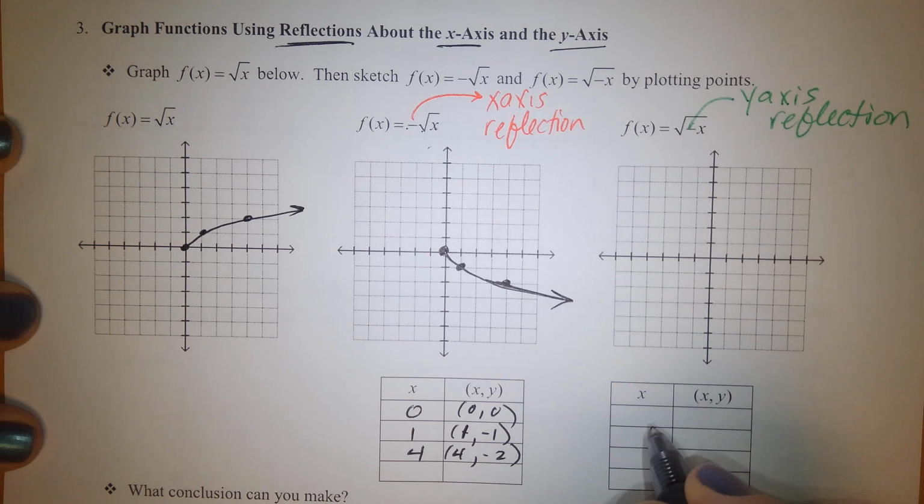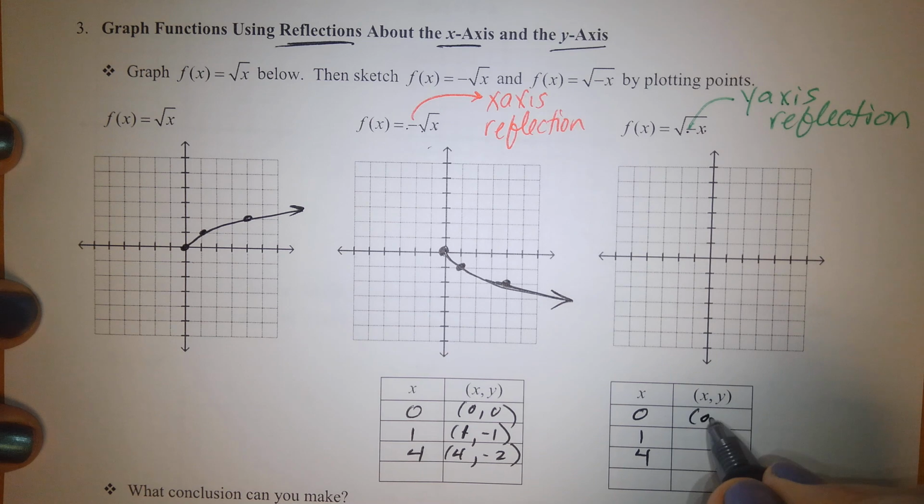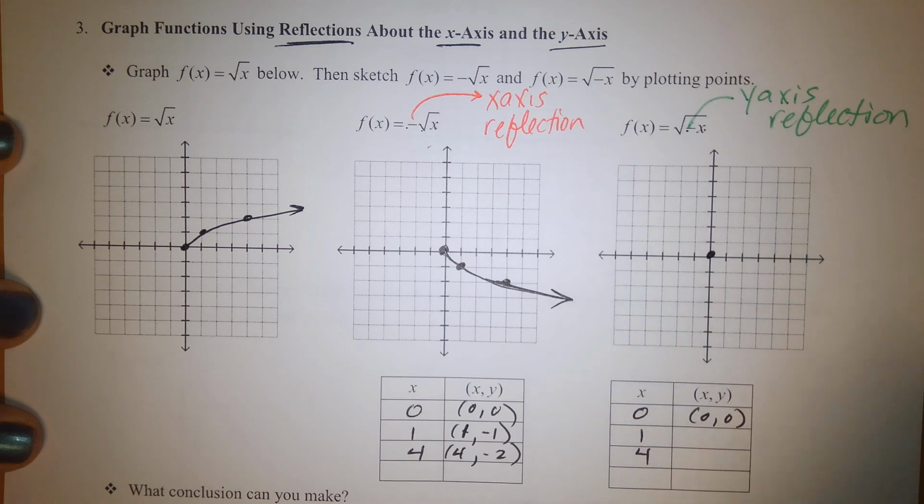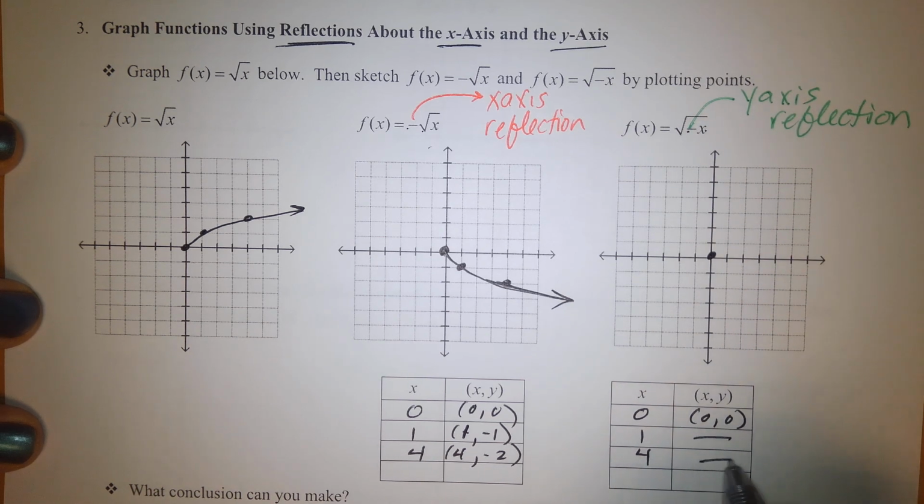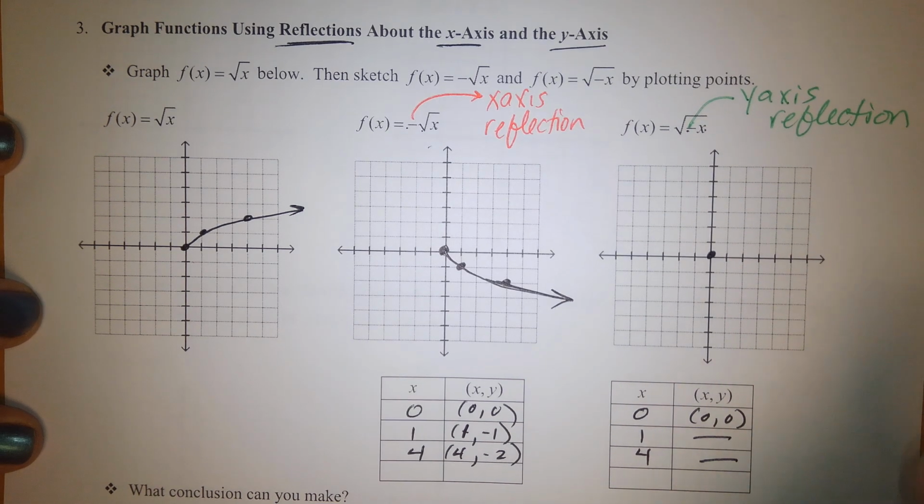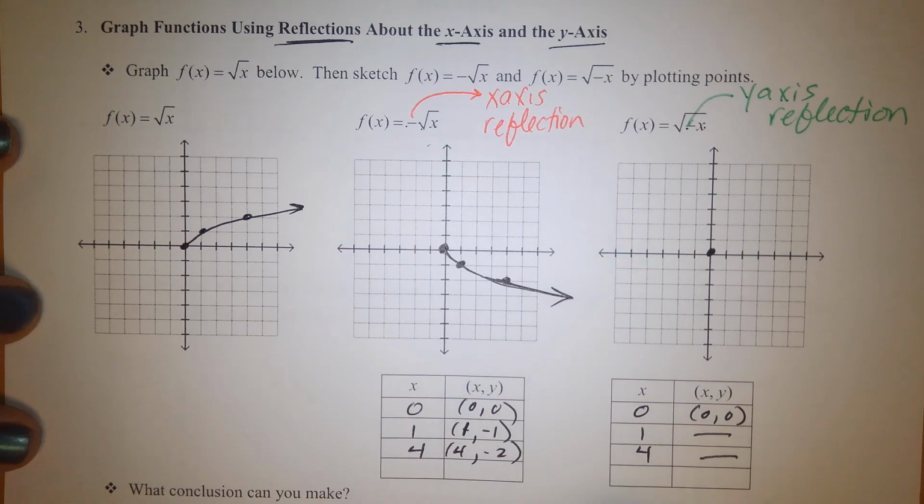So let me plot these same points over here. I put in a 0, 1, and a 4. Let's see what happens. Well, negative 0 is 0, so I get the origin, so that point was locked in place. But if I put in a 1 here for x, I cannot take the square root of a negative 1. These are going to be undefined because it turns a negative underneath the radical symbol.